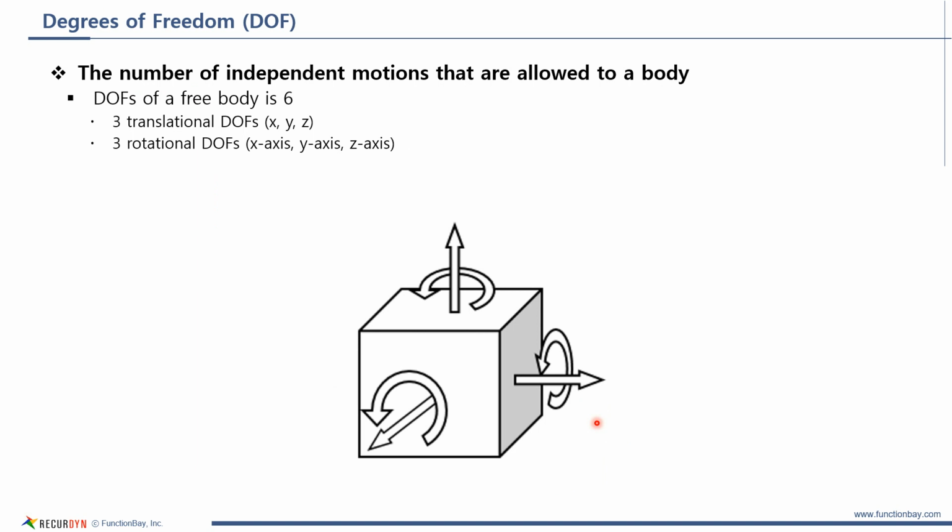Let me explain degrees of freedom. The abbreviation is DOF. It is the number of independent motions that are allowed to a body. Any kind of motion can be expressed using one of these motions. What if the motion in the x direction is not allowed? We say that it is constrained and the body has 5 degrees of freedom.